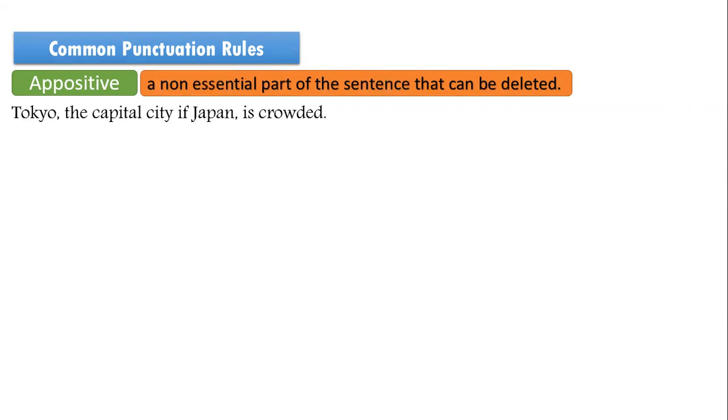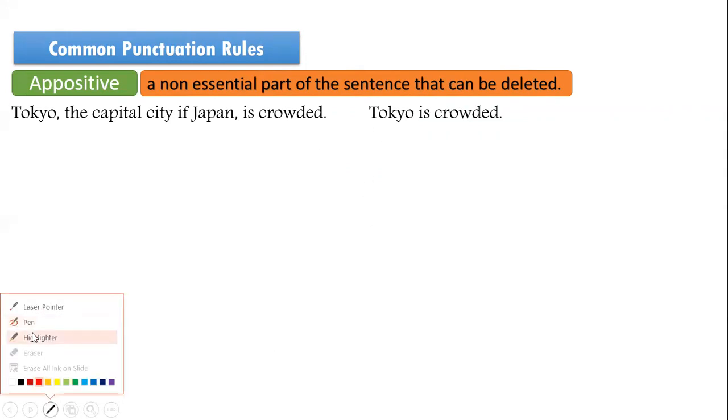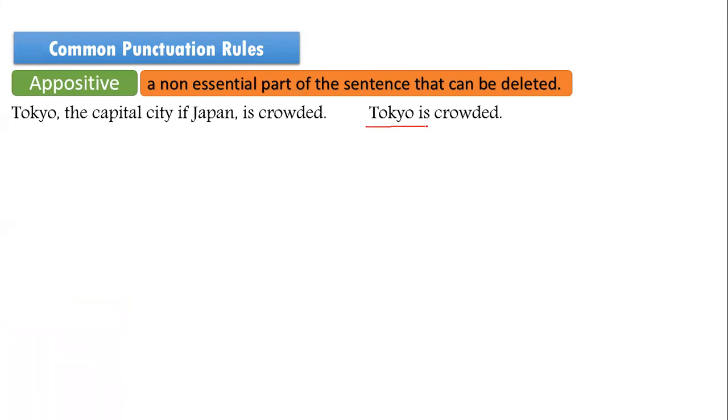For example, Tokyo, the capital city of Japan, is crowded. Sorry, this is of, not if. Sorry, it's a typing mistake. Tokyo is crowded. Is there a difference here? I mean, in other words, if I say the sentence that way, does the sentence miss anything important or does it still make sense? What do you think? Does the sentence make sense that way? Tokyo is crowded? Yes, exactly. It still makes sense. Very good.